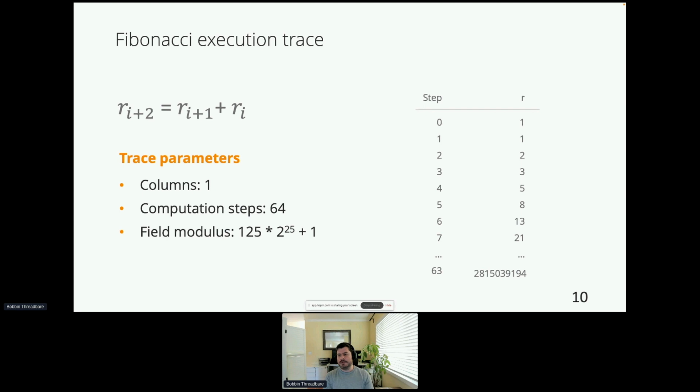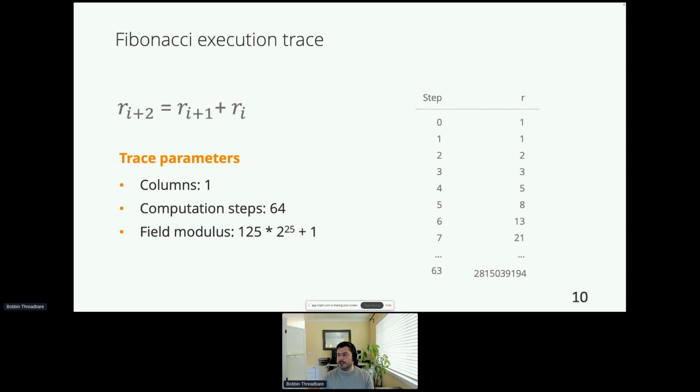And as I mentioned before, an execution trace records the state of the computation at any given step. So in this case, on the right-hand side, I have this R representing the state of the computation at each step. So we start with 1, 1 here. Could have started with 0, 1 probably.